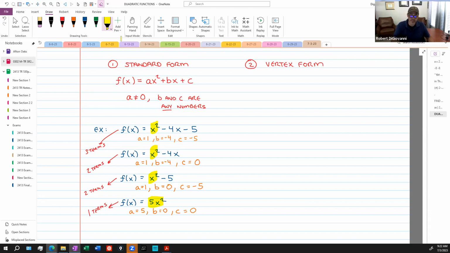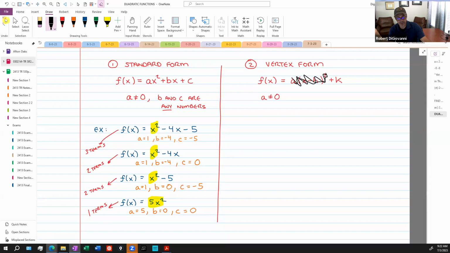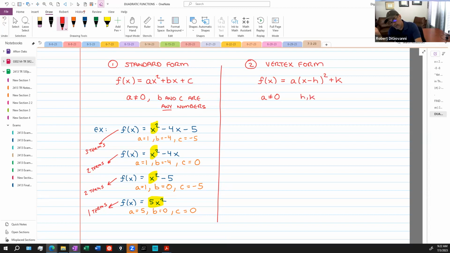Okay, that's standard form. Now let's look at the other form, which is called vertex form. So for vertex form, it looks like this. f of x equals a times the quantity x minus h, that's a minus sign, that whole thing squared, plus k. Here, a, of course, cannot be 0 again. If a is 0, it would kill off everything here, and you would just have a number by itself. So that can't be the case. And then we have that h and k can be any numbers.